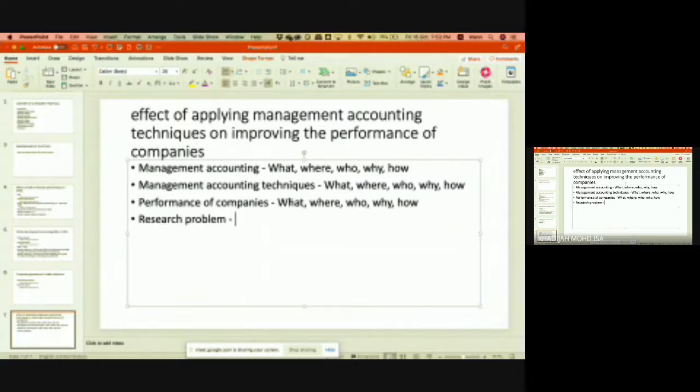Is there not enough evidence on management accounting techniques used and how it improved the performance of the companies? I do not know. So how do you identify the problem? You have to go back to the literature. You have to do some research. What is the relationship between these? You have to relate management accounting techniques, MAT, and performance before you identify the problem. So how is this related and what is your problem?